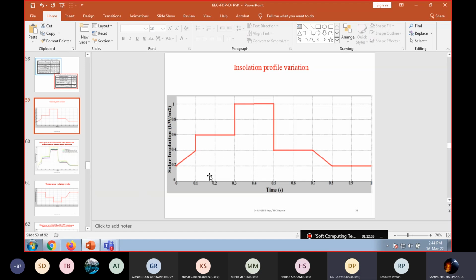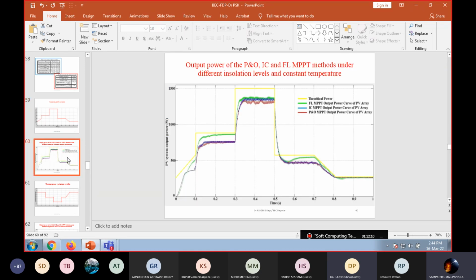The insolation levels change from 0.1 to 0.3, and like this 0.6 increases to 1. Now see the next slide here. If you compare these three waveforms, one is the theoretical power and another one is the MPPT output power.